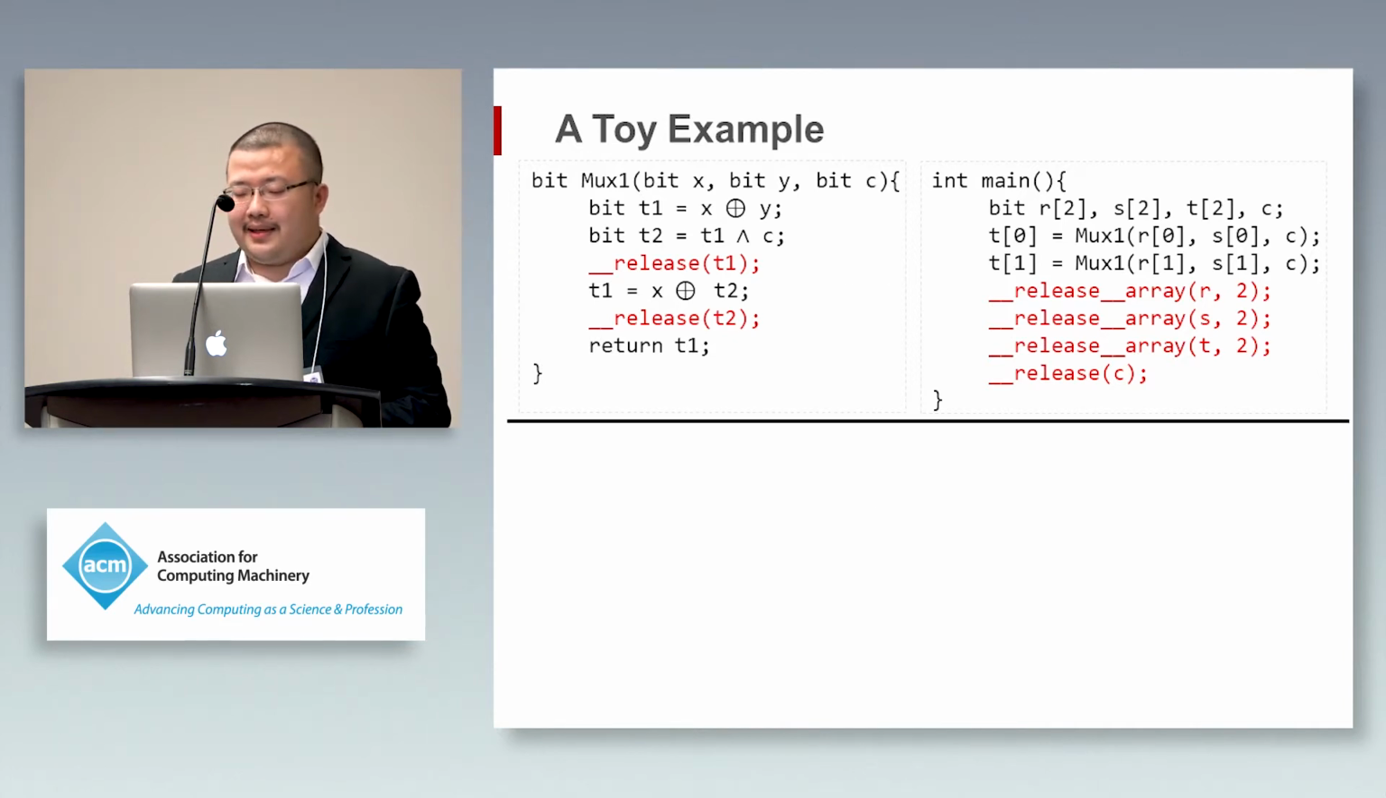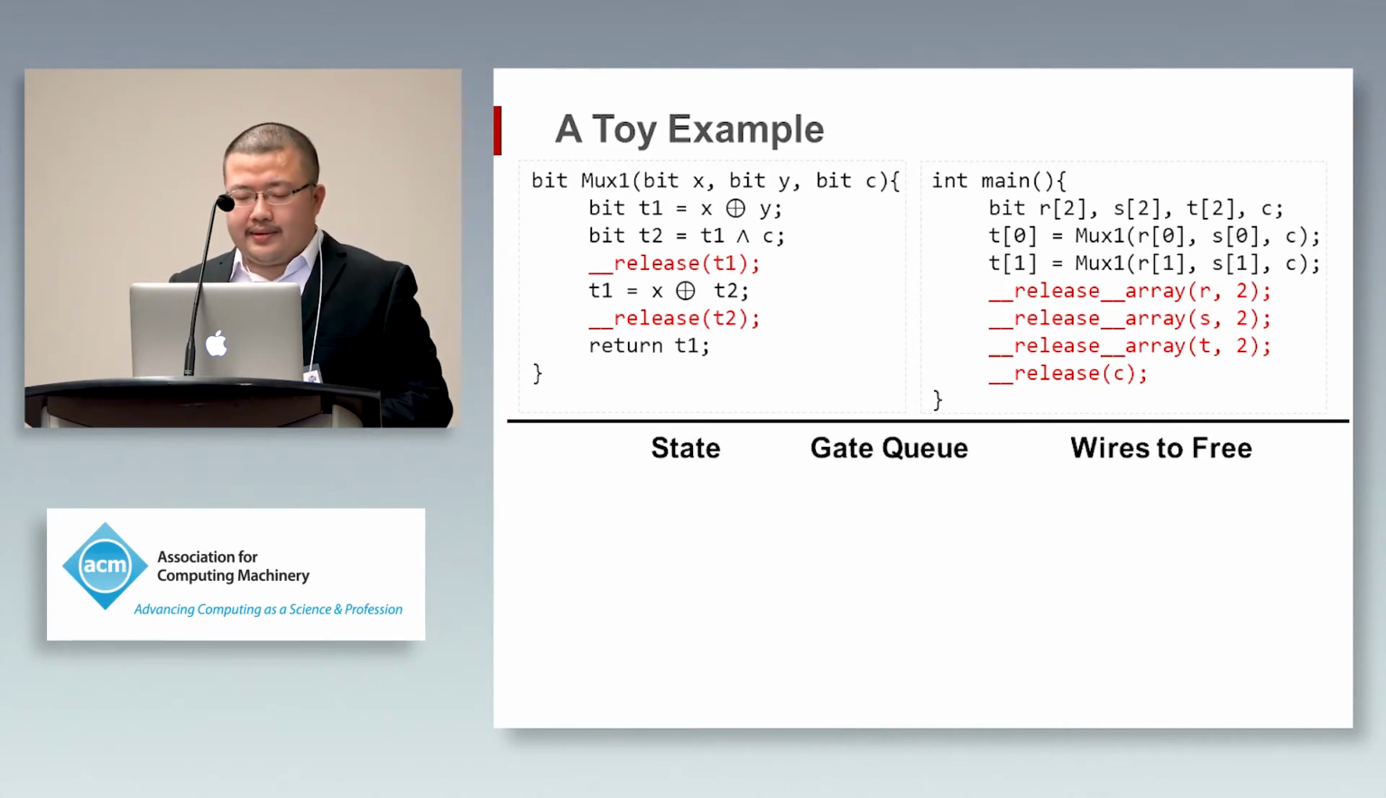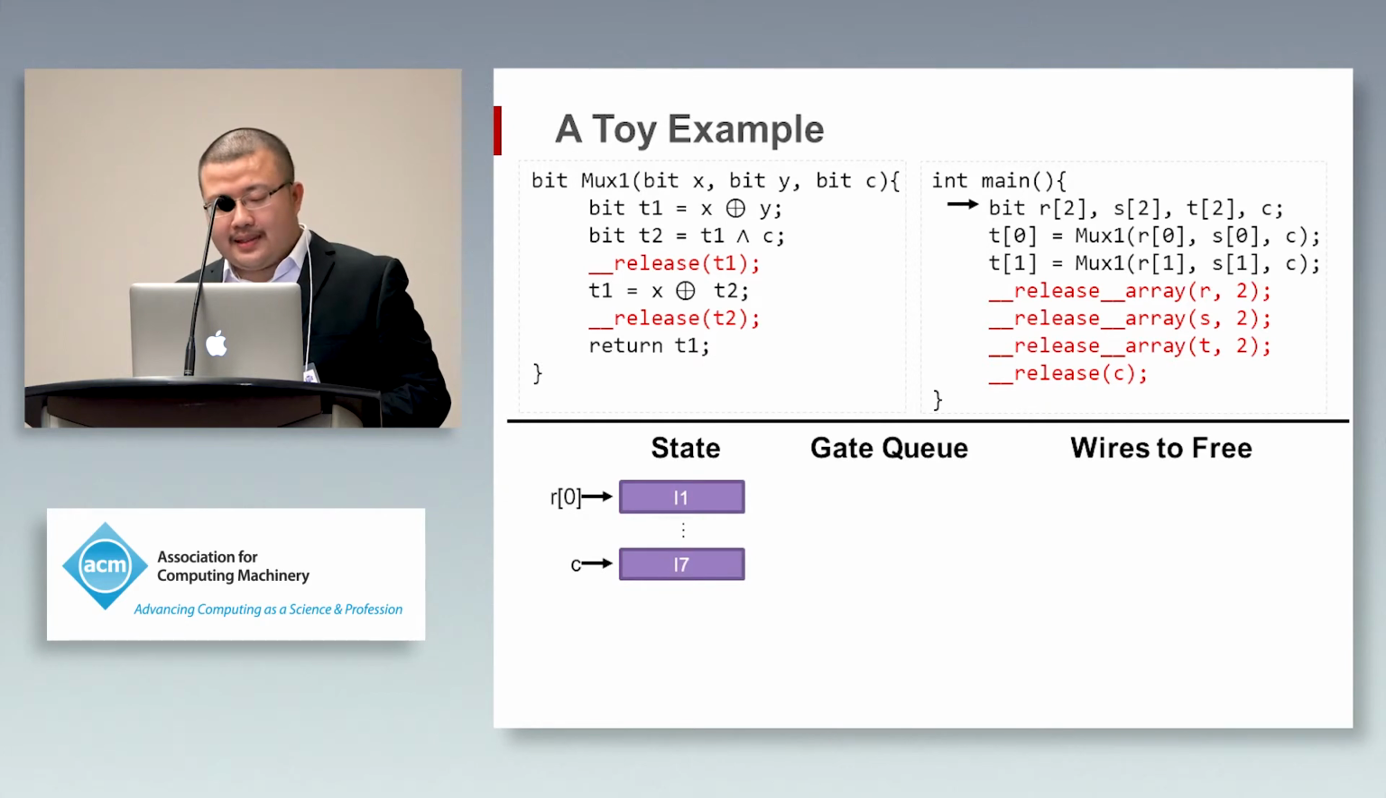Now let's see how this instrumented code is executed in the backend. During the execution, in addition to the variable states, we also have a gate queue to note down the delayed gates and the wires to note down the destructible wires. At the beginning, the inputs are loaded in, and the wires are stored in the manually managed memory area. The variables are only a pointer to the corresponding memory object.